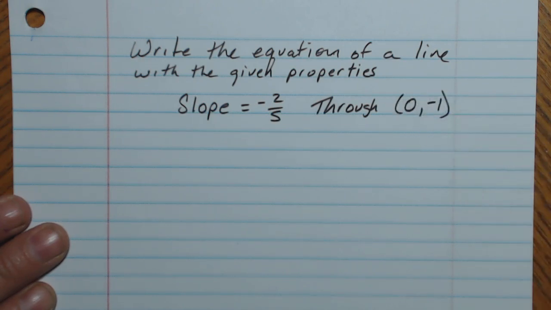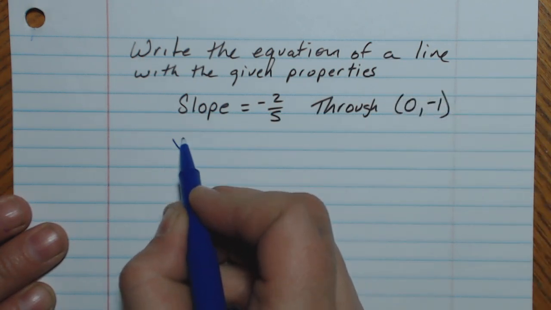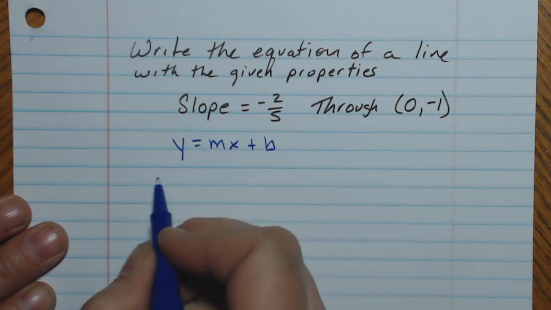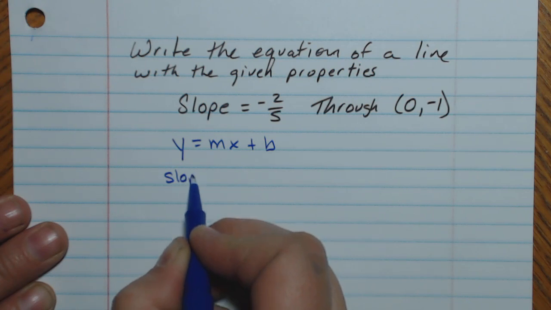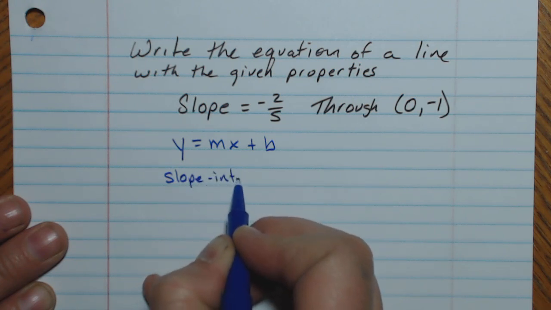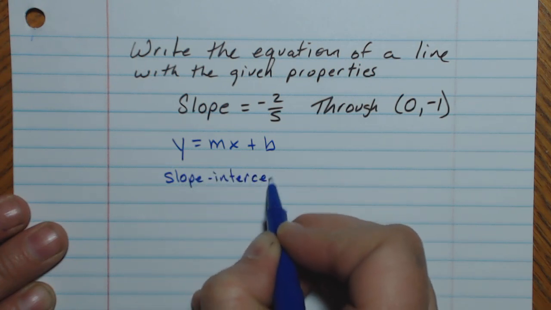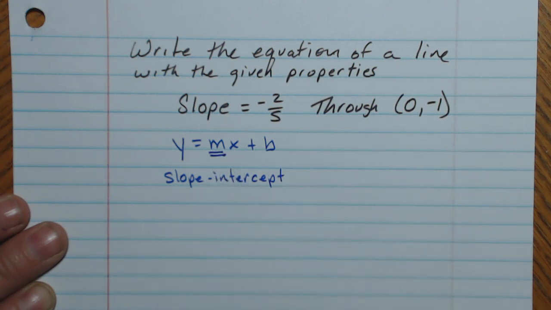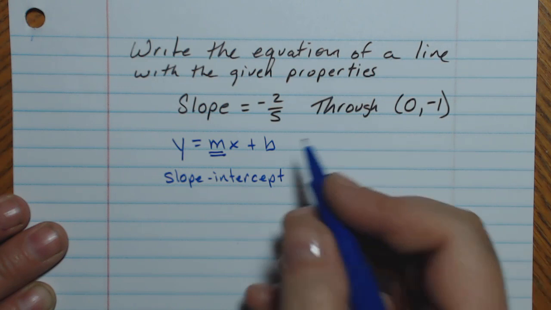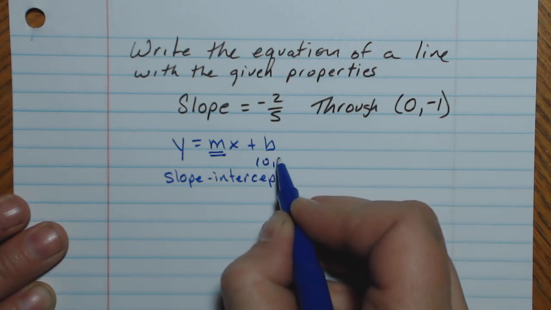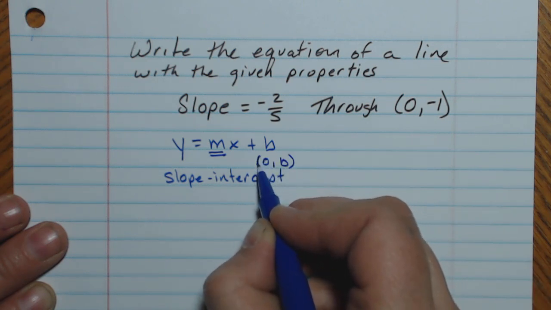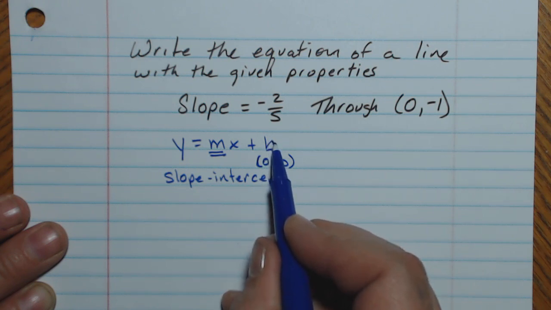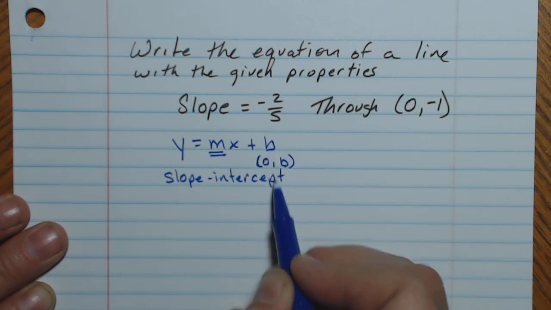When I'm going to write an equation of a line, I like to use the y equals mx plus b form, which is also known as the slope-intercept form of the line. It is called that because it includes the slope as part of the equation, m, and (0, b) is the y-intercept. So I get the y-coordinate of the y-intercept from that equation as well.